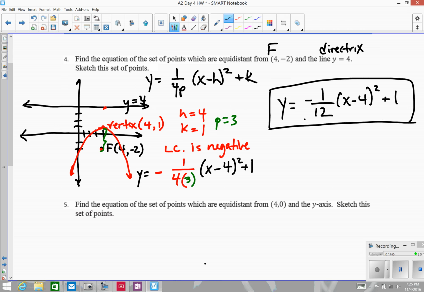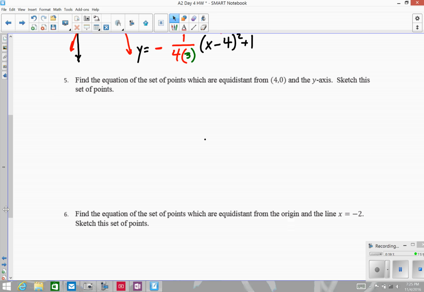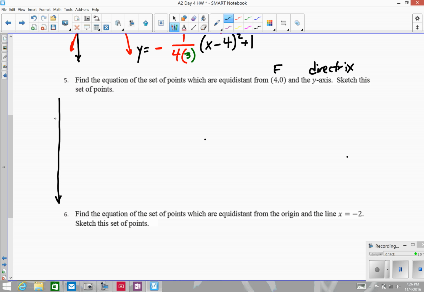All right, 5 and 6 you're going to find are a little bit different. When we sketch this, you'll see that we're going to have a vertical line for a directrix, which is going to mean our parabola is going to open up sideways. Taking a read on this, we've got all the points equidistant from a focal point at 4, 0, and our directrix is the y-axis, a vertical line. So when I sketch this, my y-axis is the directrix, and that has the equation x equals 0.